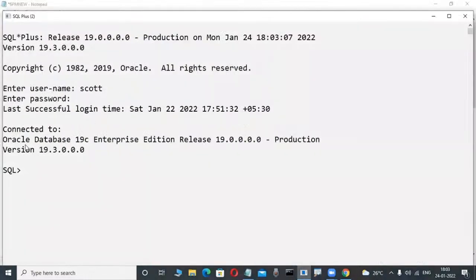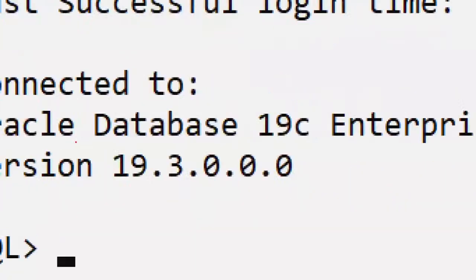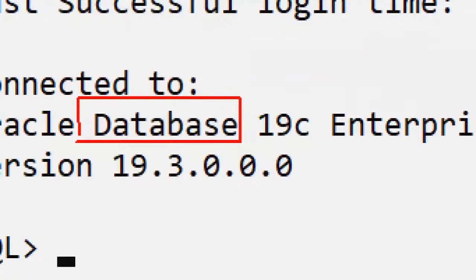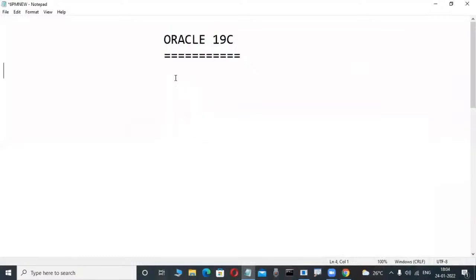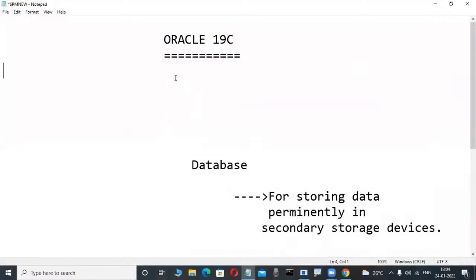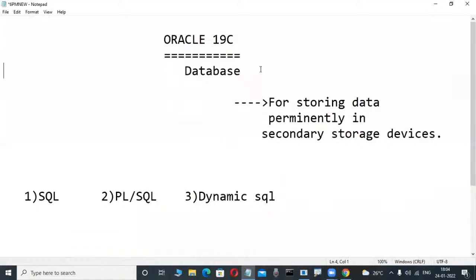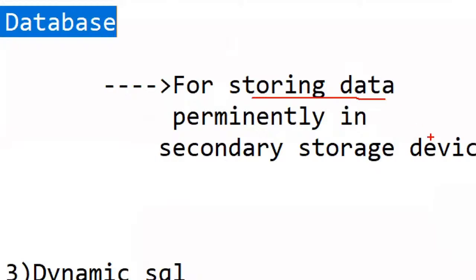Oracle is a product from Oracle Corporation. What type of product is that? A database product. What is the purpose of database products? Either Oracle, SQL Server, or DB2, so many products are there. The purpose is storing data permanently in a hard disk, in secondary storage devices, but not only storing permanently, also efficient retrieval of the data.